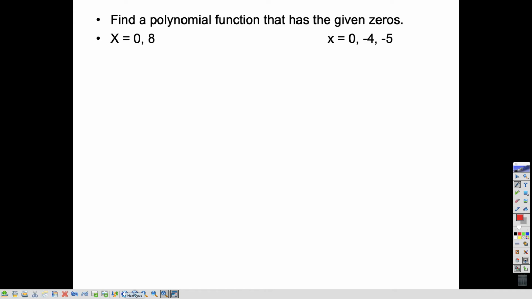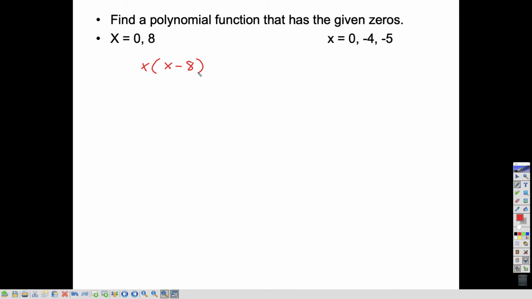Okay, now it says find a polynomial function that has the given zeros. So I gave you the end. You got to go back. Backwards? Where do we get zeros from? Your factors, yes. So I had to add or subtract over, so now I need to add or subtract back over, yeah? So the first factor was just x equals 0, right? So just x. What factor did 8 come from? X minus 8. So now I have my factors.